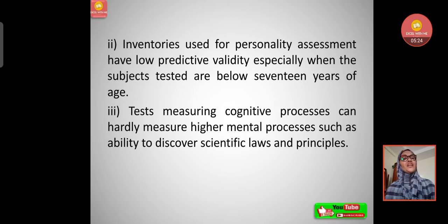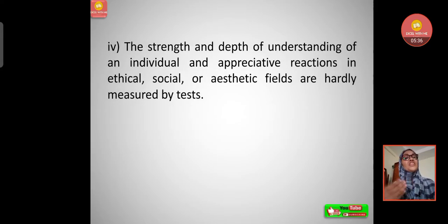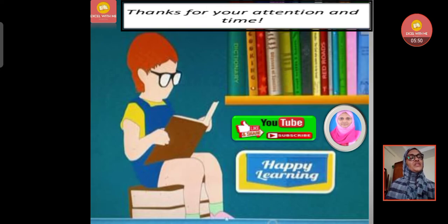Now, tests measuring cognitive processes can hardly measure higher mental processes such as the ability to discover scientific laws and principles related to thinking. The strength and depth of understanding of an individual and appreciative reactions in ethical, social, or aesthetic fields are hardly measured by tests. So these are all the uses and limitations of tests. We come to the end of this topic, types of tools. We will take up the new topic in the next class.